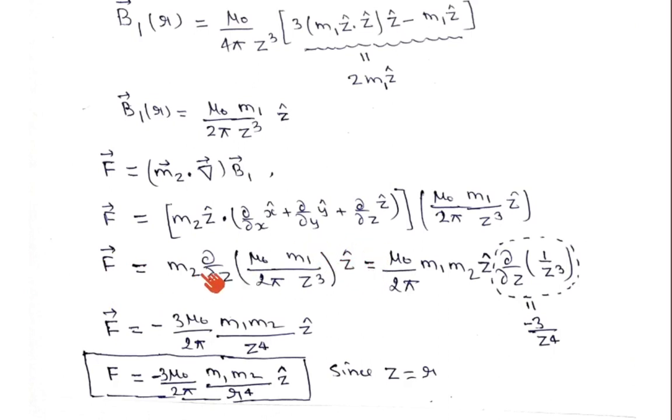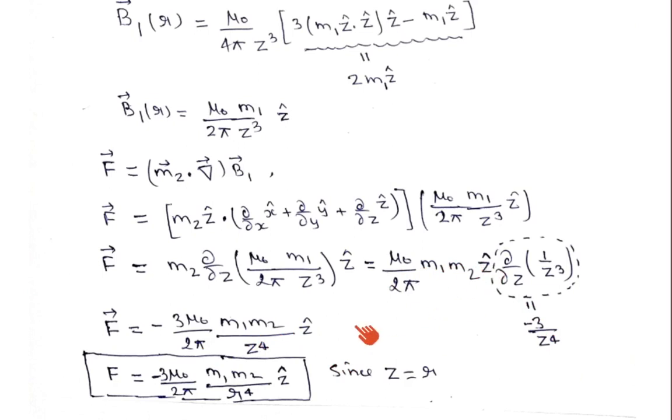So we just have to differentiate with respect to z. So we have mu 0 upon 2 pi, m1 into m2 into z unit vector, and del upon del z of 1 upon z cube. If you do the differentiation of this quantity, that will give minus 3 upon z to the power 4. So if you multiply this in, what we will get is F equal to minus 3 mu 0 upon 2 pi, m1 m2 upon z to the power 4, z unit vector.